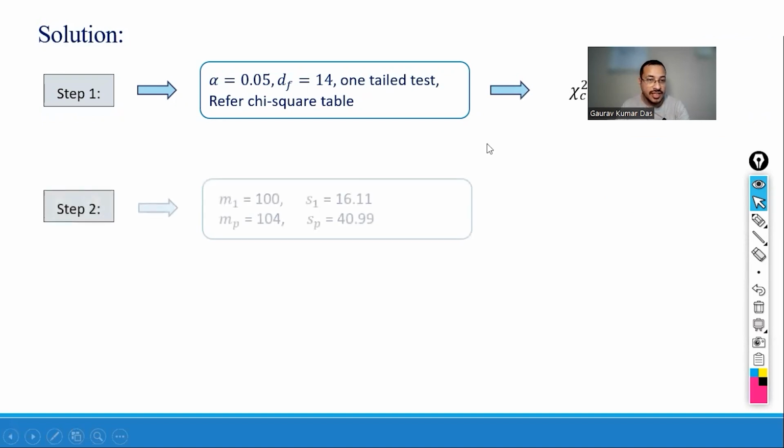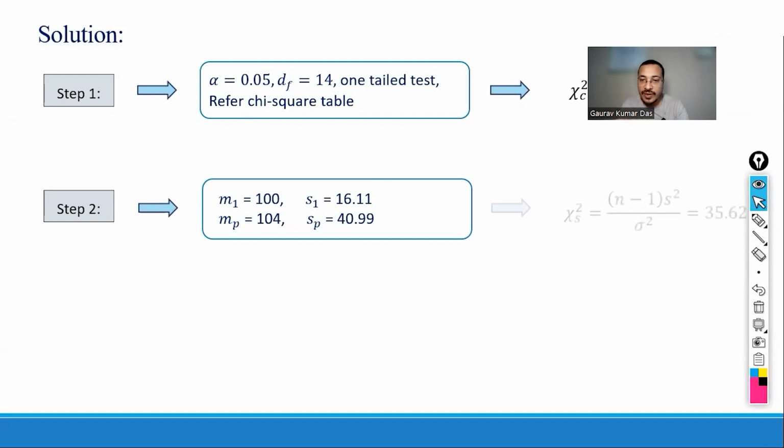So next, step 2, with the parameters given to us, population mean, sample standard deviation, population standard deviation, we'll calculate the chi-square statistic, which is 35.62 using this formula of chi-square test of variance. I've written population mean as MP. You can write this as mu, not a problem. This also you can make it sigma.